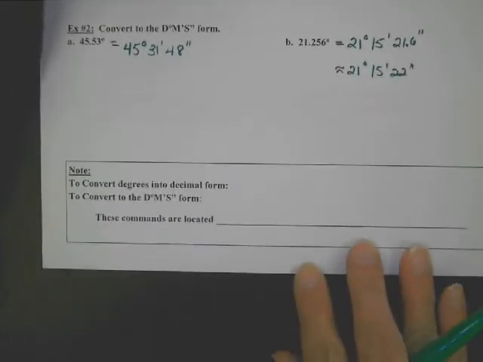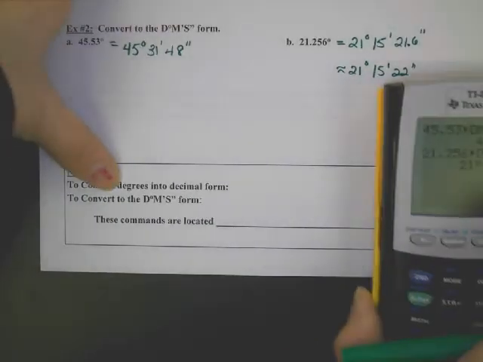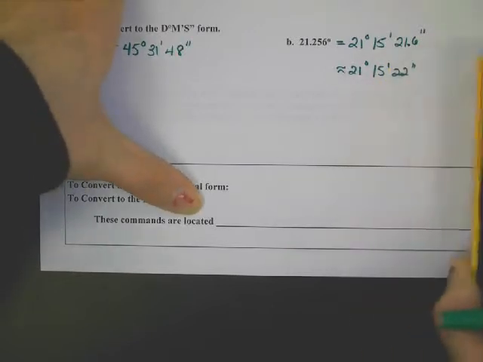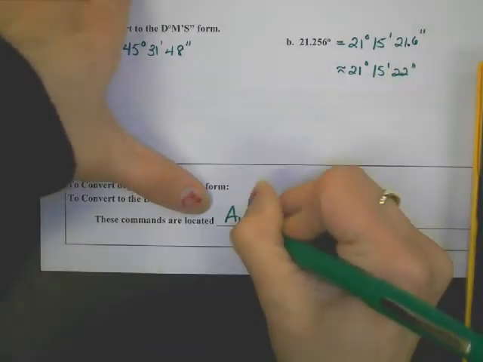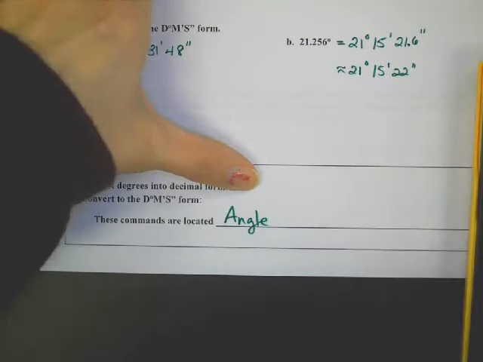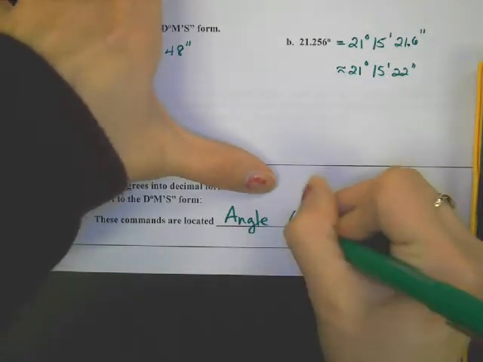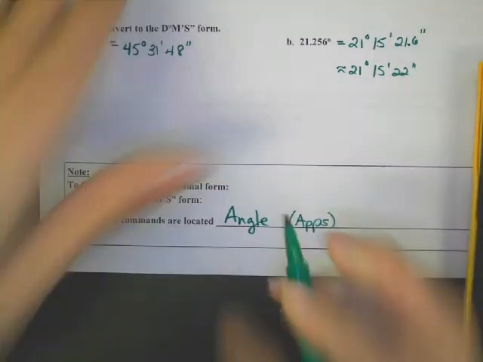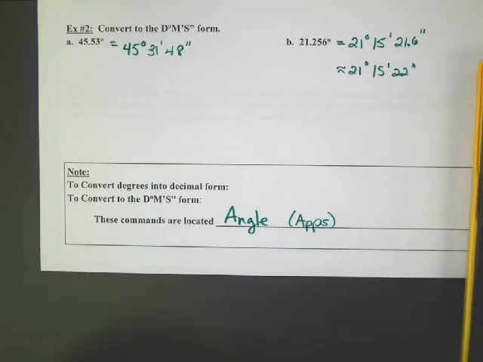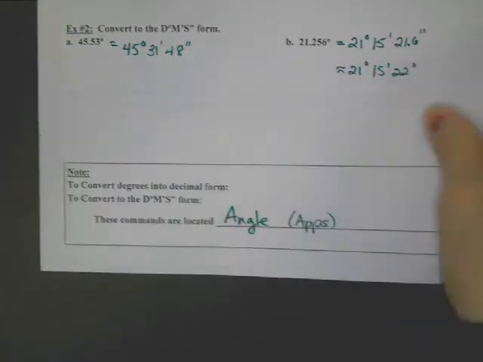Let's just put a little note here. To convert degrees into decimals and from decimals to DMS, these commands are located in your angles command, your angles button, which is above the apps. So just remember where you found those. All right, that makes that real easy.